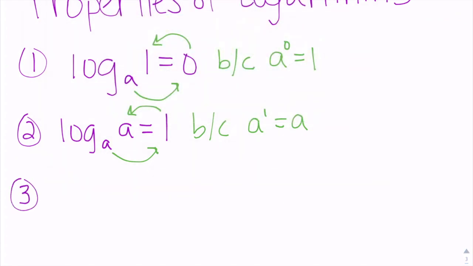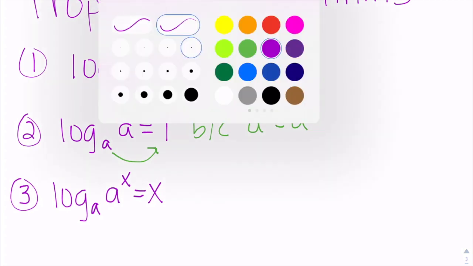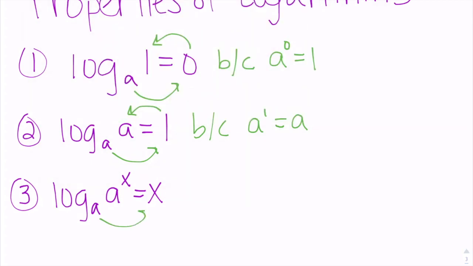The third property: log base a of a to the x equals x. Whenever the base of your logarithm matches the base of the argument, your answer is the exponent of the argument. We can show that this is true because if we convert this to exponential form, a to the x would equal a to the x, and that's equal to itself, so that's true.